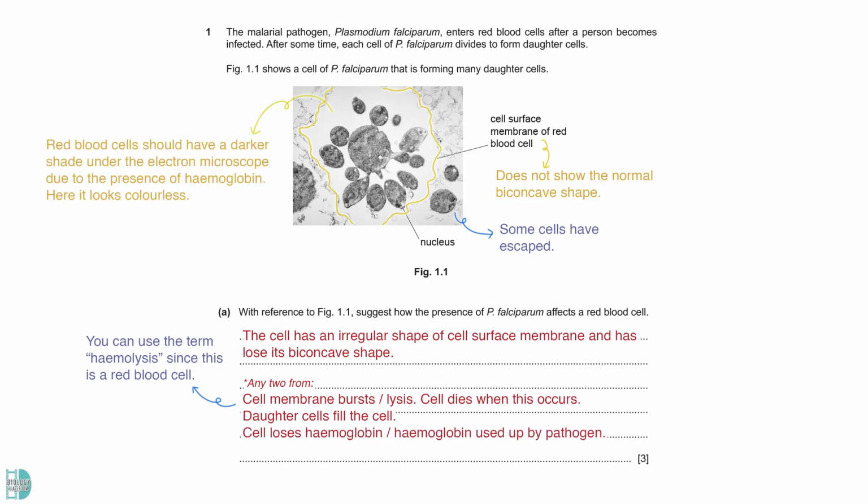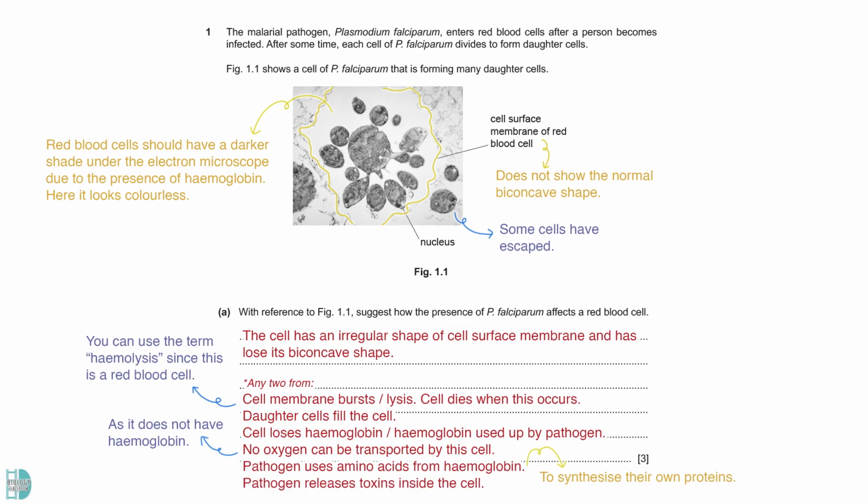Red blood cells should have a darker shade under the electron microscope due to the presence of hemoglobin. The cell in the photomicrograph looks transparent, indicating that it has lost its hemoglobin. The pathogens may have used it up. Without hemoglobin, it can no longer transport oxygen. Some other logical suggestions include that the pathogen releases toxins, and biological molecules inside the cell, such as amino acids, may be used by the pathogen to synthesize its substance.